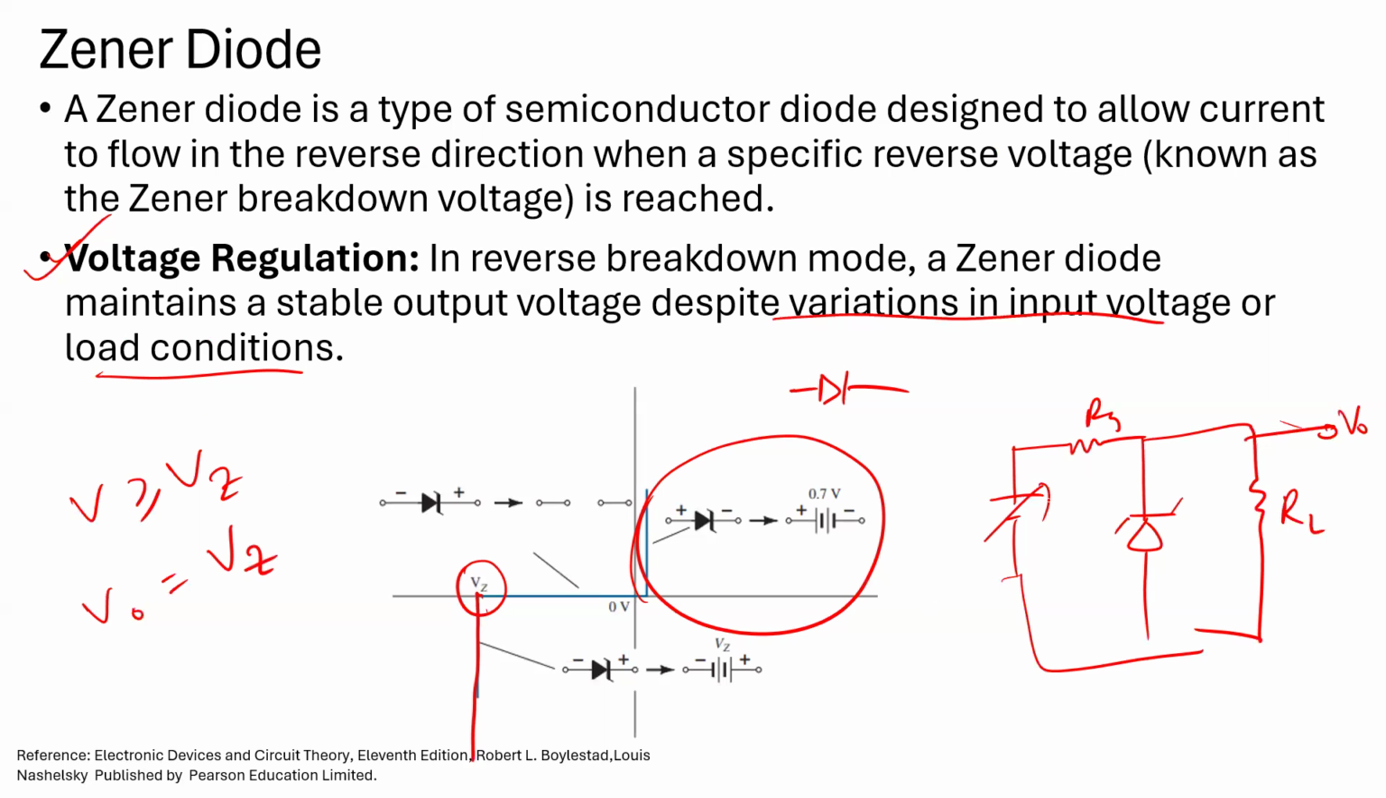So this is the functionality of a Zener diode as a voltage regulator, which has ample applications in the electronics world. Thank you very much. This is all about P-N junction diodes.